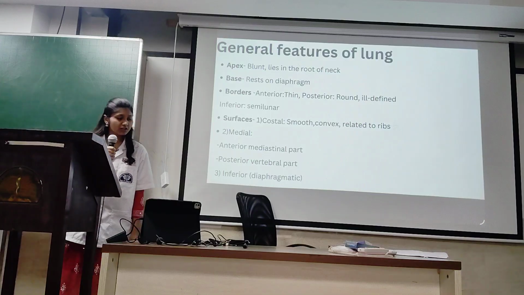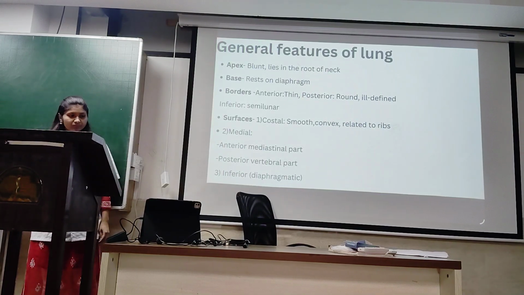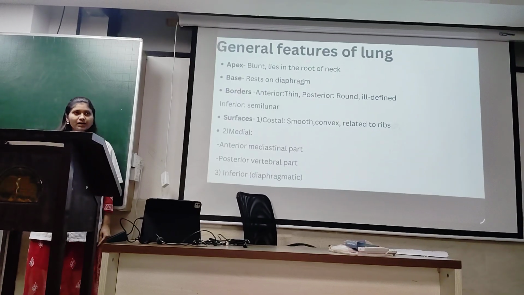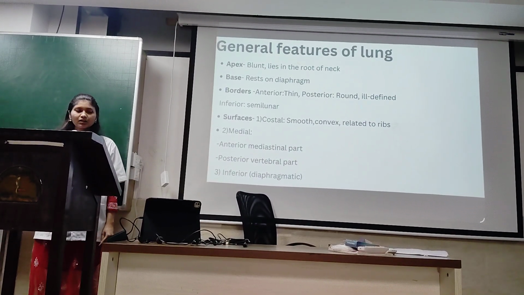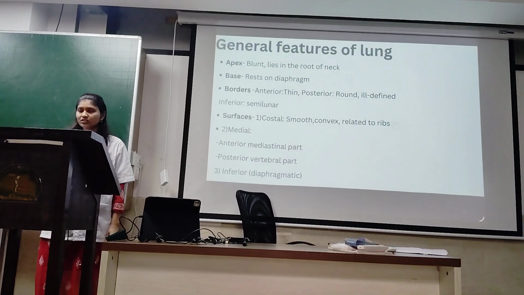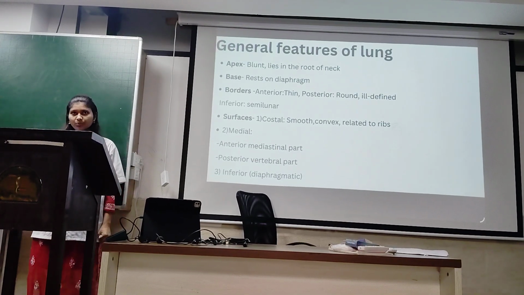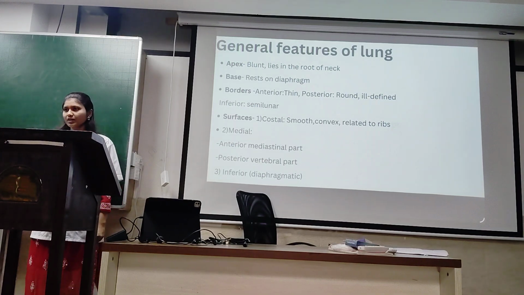For the general features, we have the apex, which is blunt, and it lies above the anterior border of the first rib. It is covered by the pleural membrane, the suprapleural membrane, and it is grooved by the subclavian artery.